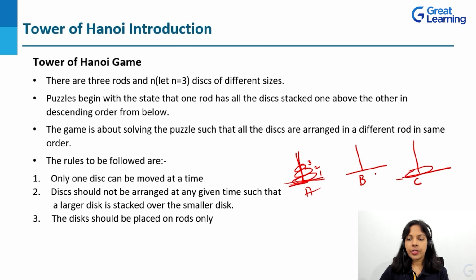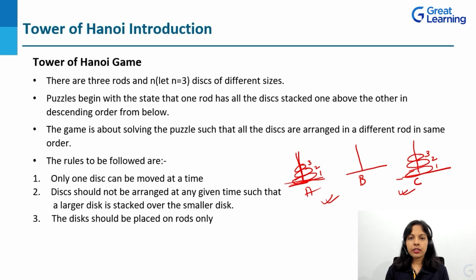That is, the first disk should be stacked at the bottom, the second disk should be above it, and the smallest one should be on the top. So from this state to this state, you have to reach. Now, how to reach from the initial state, that is, all the disks on tower A, to the final state, that is, all the disks stacked one above another in tower C in a particular order. That is, the largest disk at the bottom, the smallest one at the top.